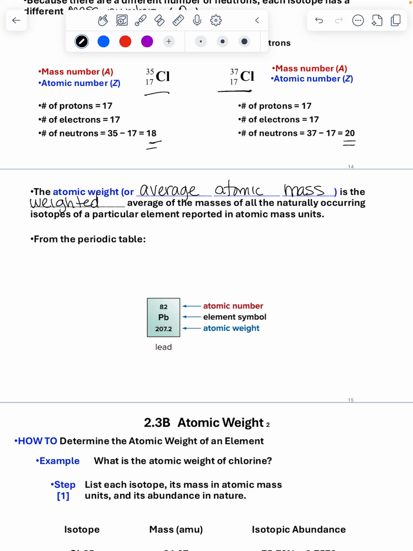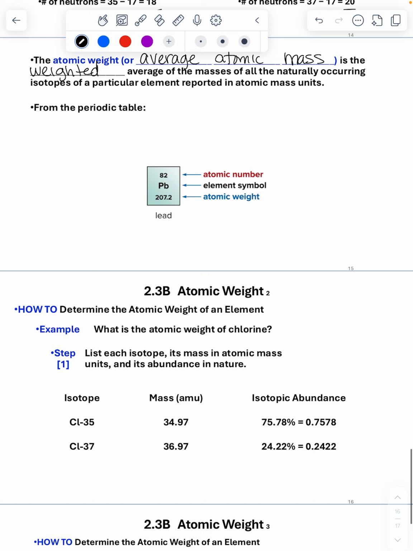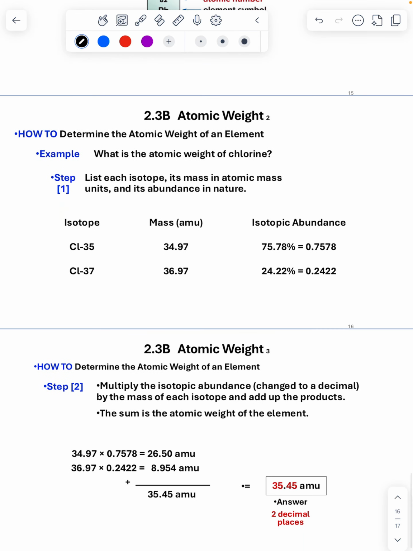And so when we look at our next slide here, how to determine that atomic weight or the average atomic mass. Our question is, what is the atomic weight of chlorine? The first thing you want to do is take a look at all the naturally occurring isotopes. Generally these will be given to you in the form of a table or in a sentence. Chlorine has 2 naturally occurring isotopes, as we saw earlier.